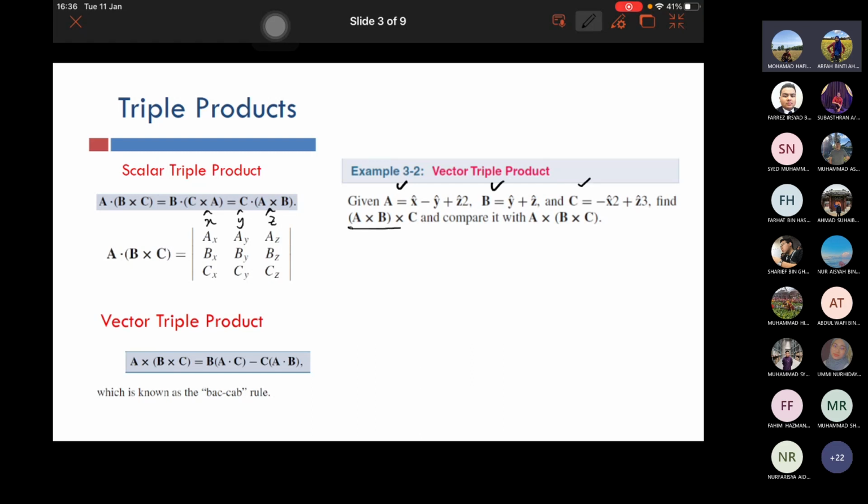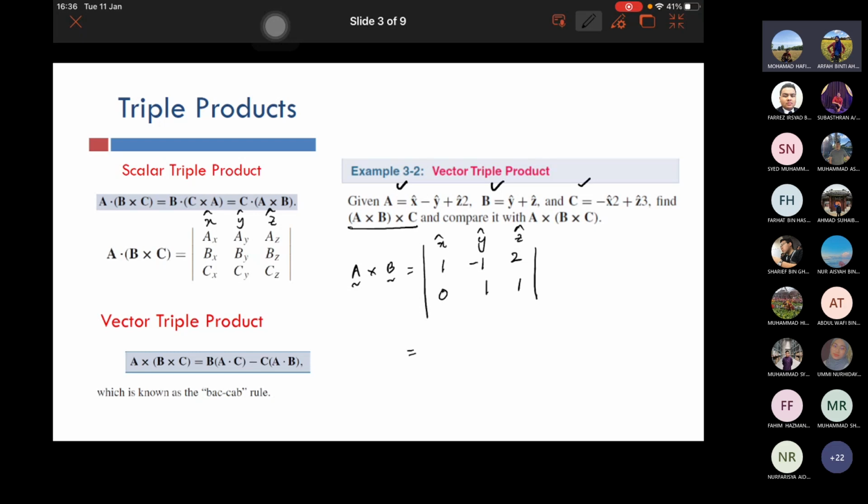So kita nak dapatkan A cross B and then di-crosskan dengan C. So you are going to do A cross B. So in this case you are going to have X hat, Y hat and Z hat. So 1, -1 and 2. Yang B 0, 1 and 1.